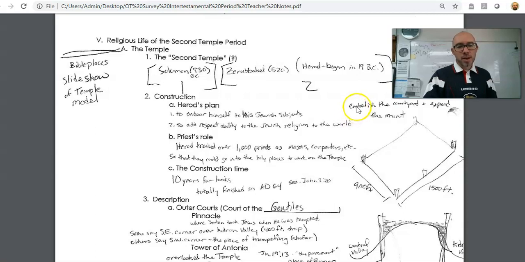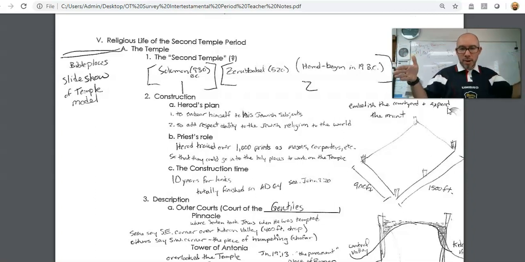And so what does he do? He embellishes the courtyard and expands the mount. The old temple was on kind of like a hillock, and what he does is he backfills. He puts some walls out here, and he fills in that space with dirt and then flattens it all out. So now it has been expanded to a 900 by 1,500 foot complex.